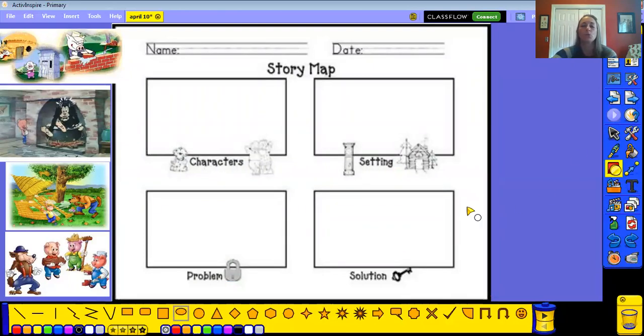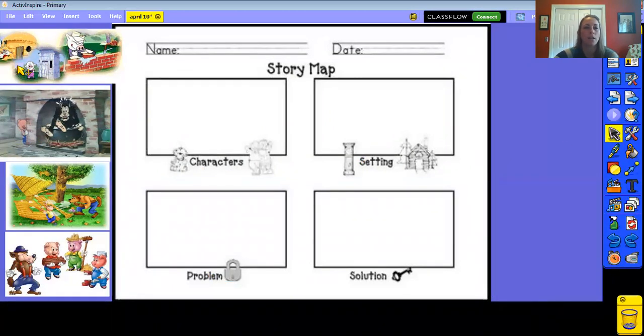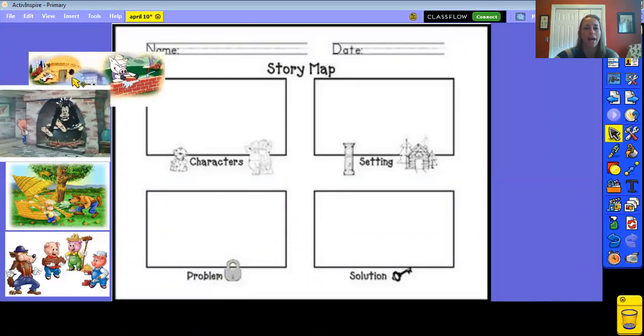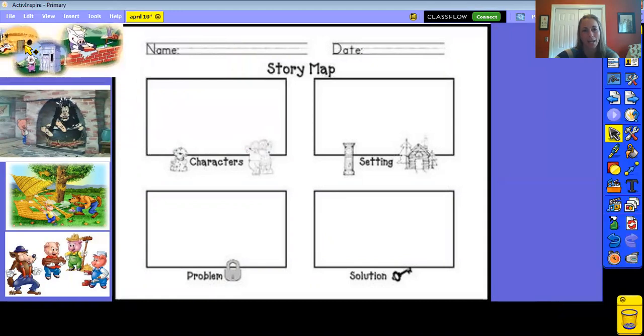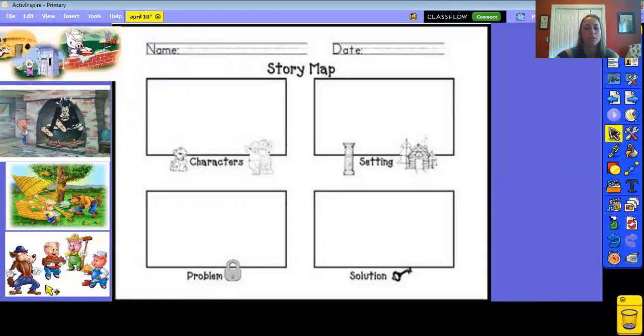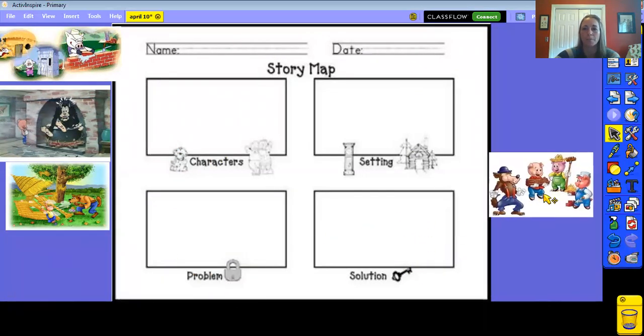Now, when we were in school together, we were talking a lot about fiction, and we were talking about story elements like characters, setting, problem, and solution. This chart here is for the 3 little pigs. Now, I can move them, but you can't. So you're just gonna have to look at these pictures and decide who are the characters. Remember, characters are people, animals, or creatures. What's the setting? Setting can be more than one place, but where does this story take place? What's the problem? What happens to the characters to give them some trouble? And what's the solution? So take a look at these pictures here.